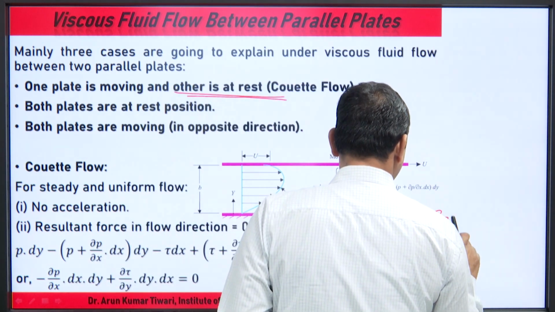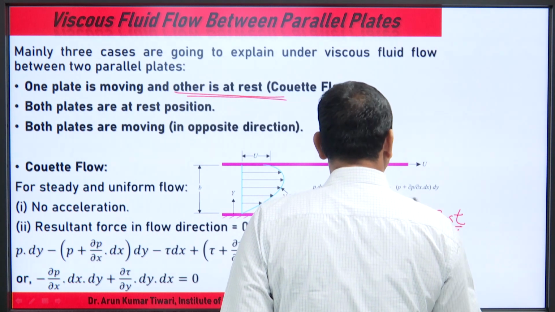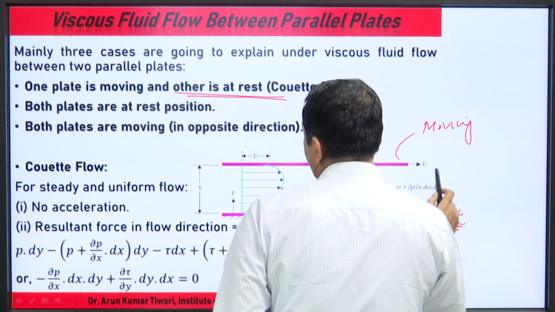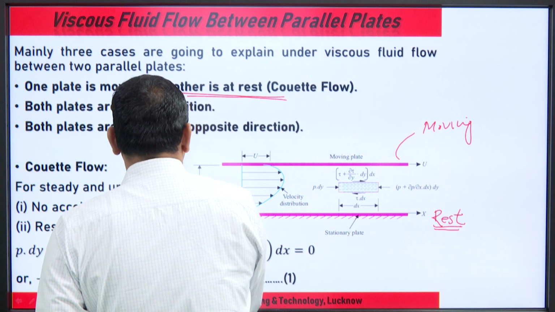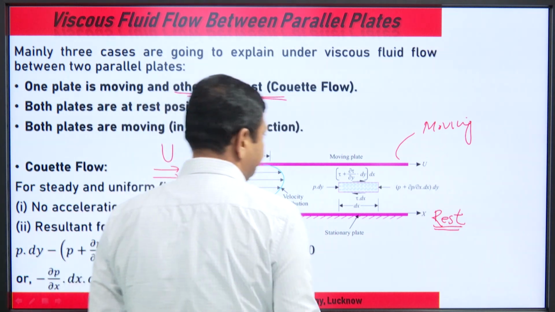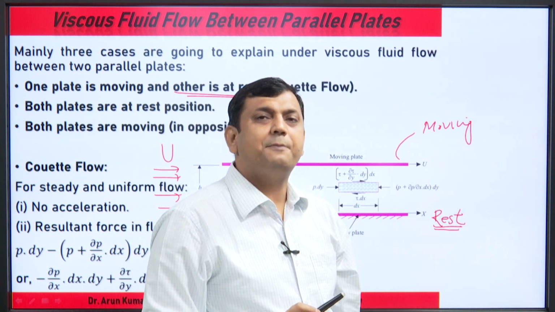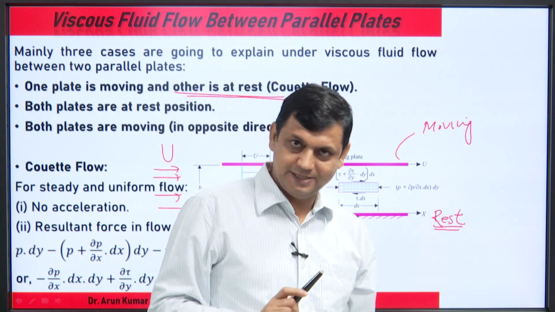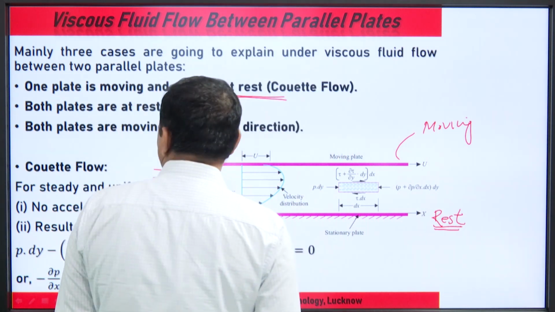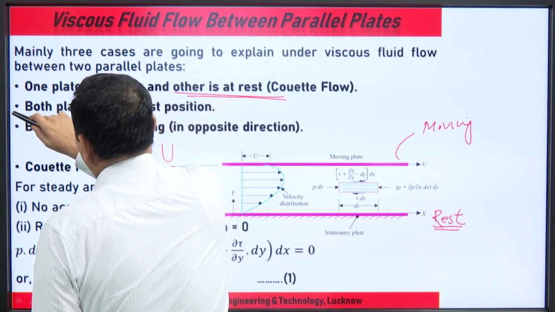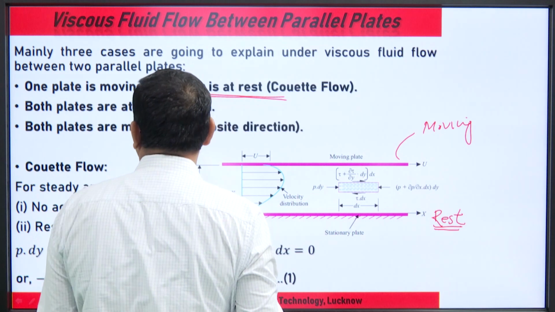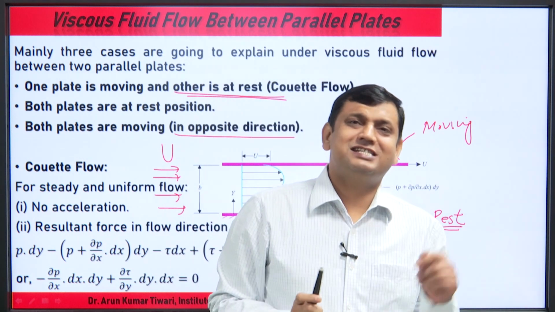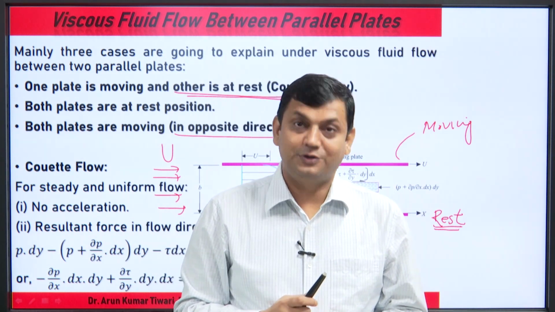This plate is stationary, and this one is the movable, moving plate. It is moving with the velocity of the fluid, capital U. The upper plate is moving with this capital U velocity. Do you follow my point? Do you understand? The second position is when both are at rest, and the third is both plates moving in opposite directions. The first one is known as Couette flow.